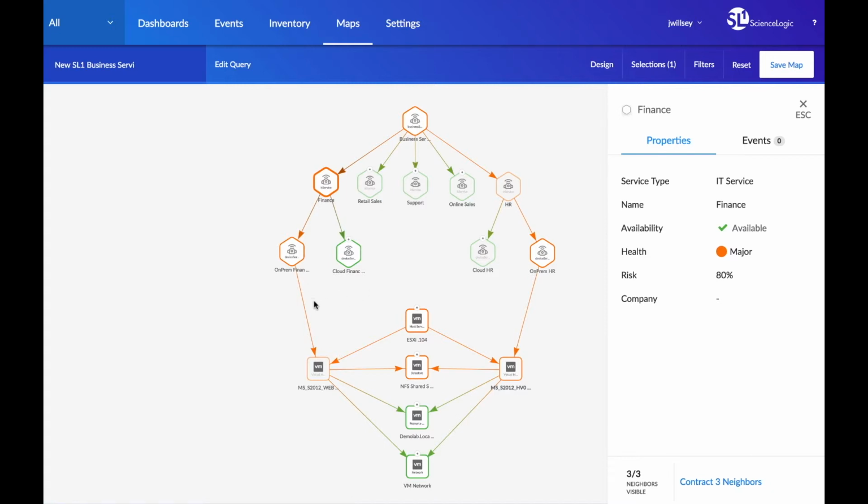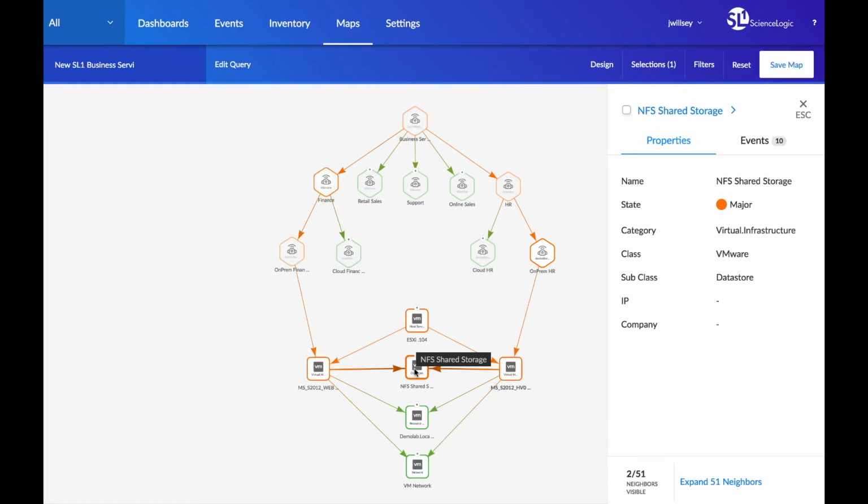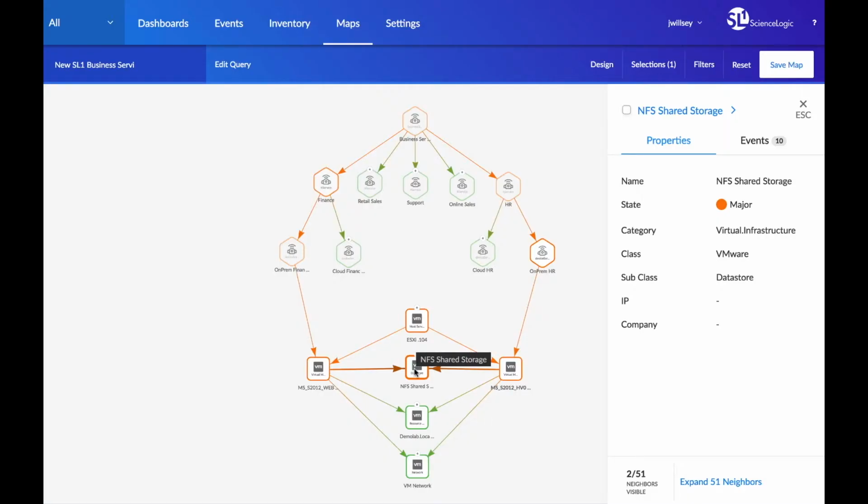And then ultimately we come down and we can see that each of these different services have different infrastructure underneath them. And this map is actually showing the operator that there's some shared VMware infrastructure. And in this case, the VMware infrastructure has some storage issues, the storage isn't performing correctly, and the operator is able to tell that this common piece of shared infrastructure is actually impacting the systems that are driving the applications for both lines of businesses.